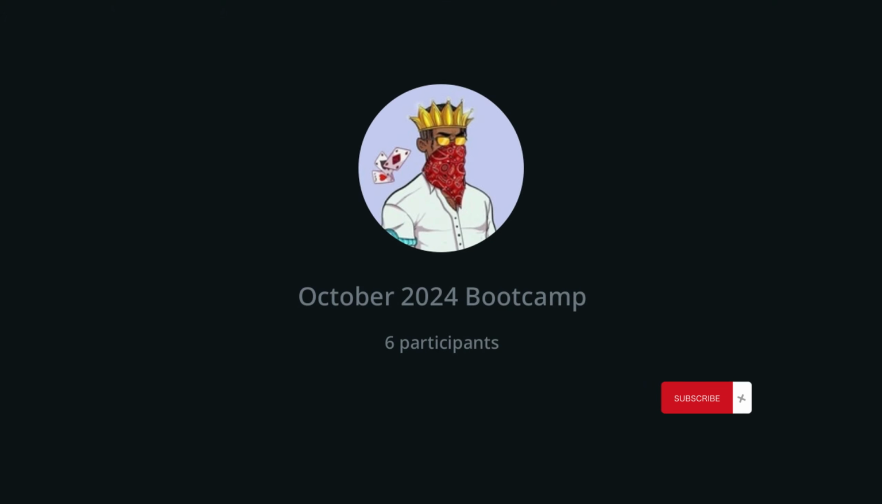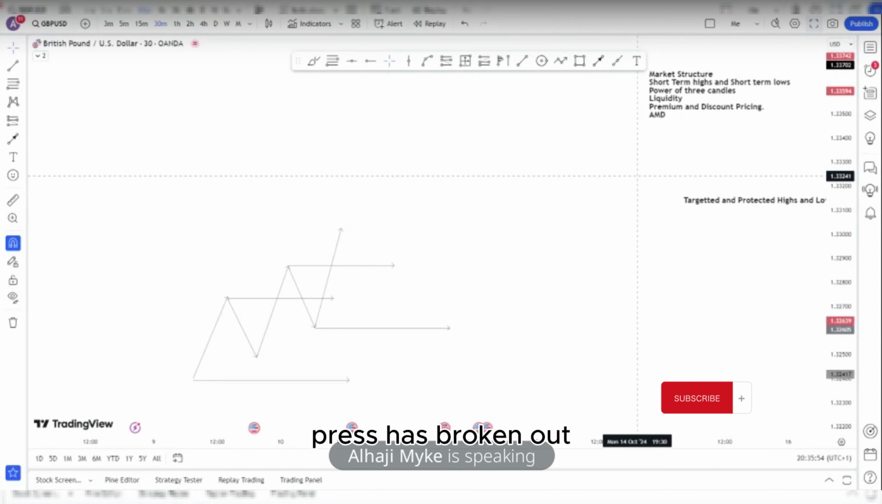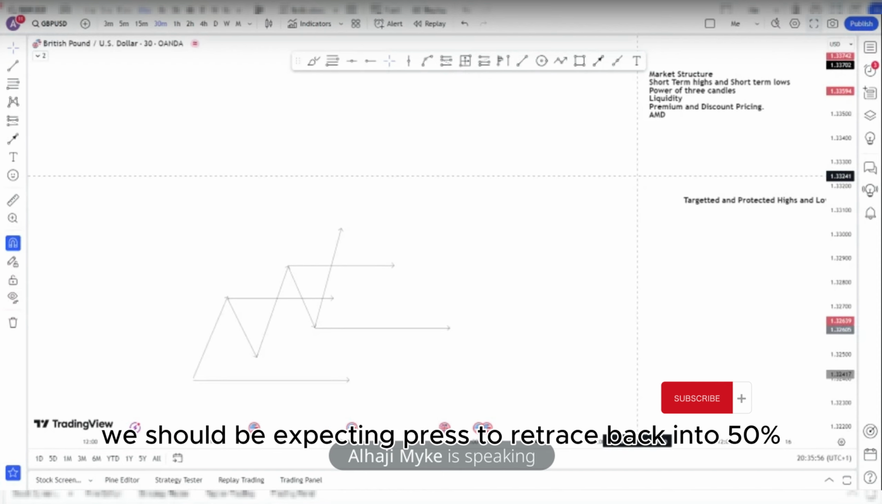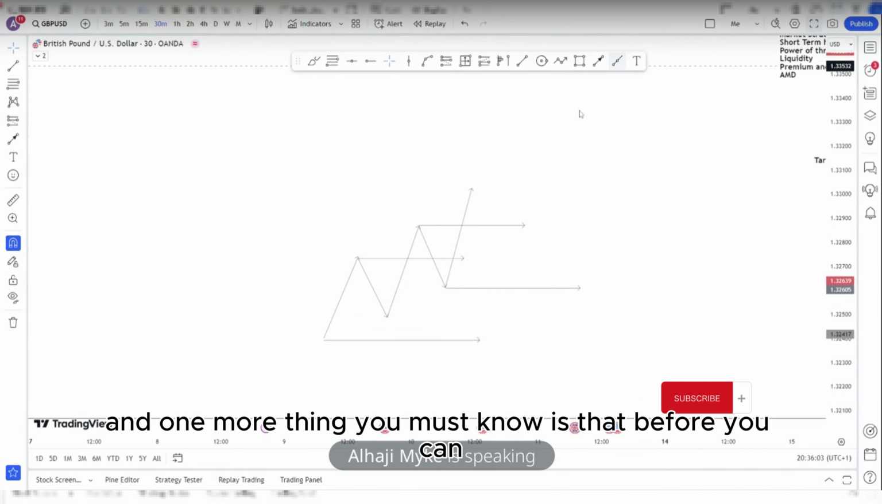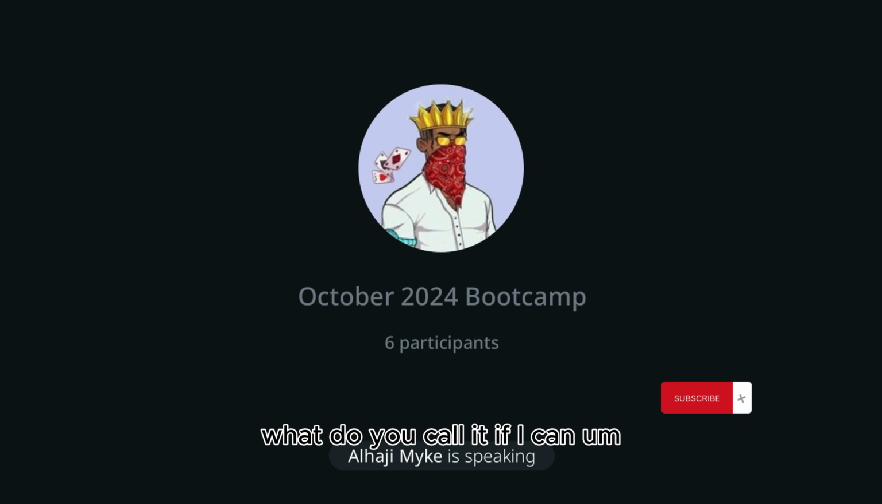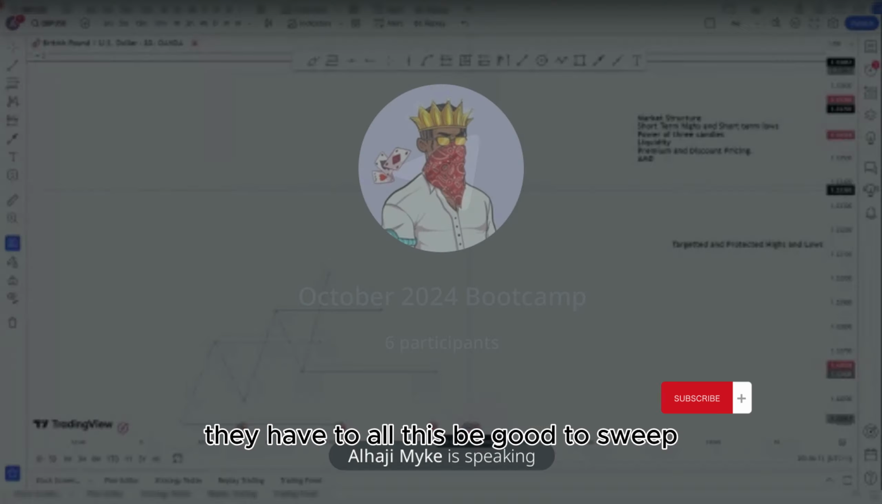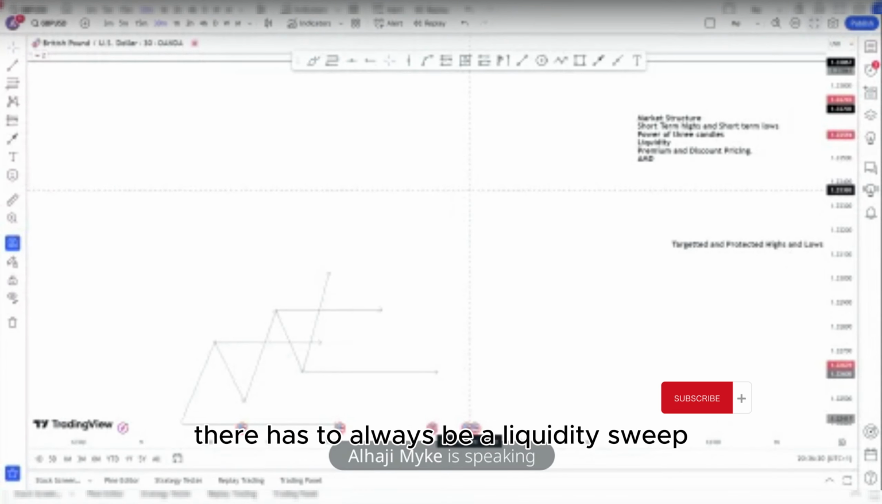Are we together? So once you know you're expecting retracement, okay, price has broken out. We should be expecting price to retrace back into the 50% level. And one more thing you must know is that before you can recognize any structure, there has to always be a liquidity sweep. There has to always be a liquidity sweep.